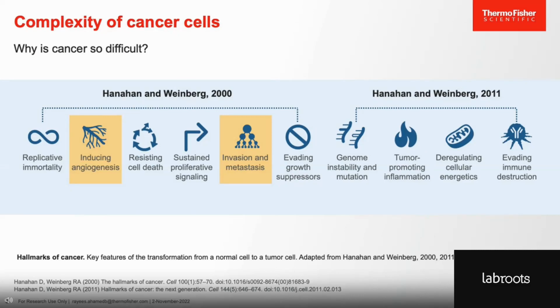Out of these hallmarks, the most challenging ones, which are highlighted here, that are difficult to model in vitro are studying cancer cell migration, invasion, and then tumor-induced angiogenesis.